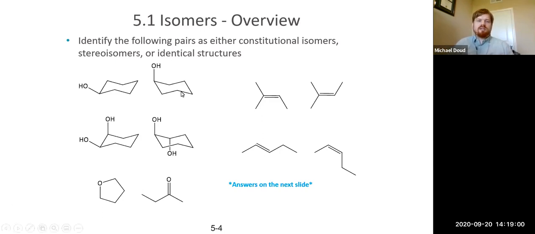So real quick, we'll just take a look at the first one here. When we look at this, we can see our OH group is pointed up in this cyclohexane. And in this cyclohexane, it's also pointed up.